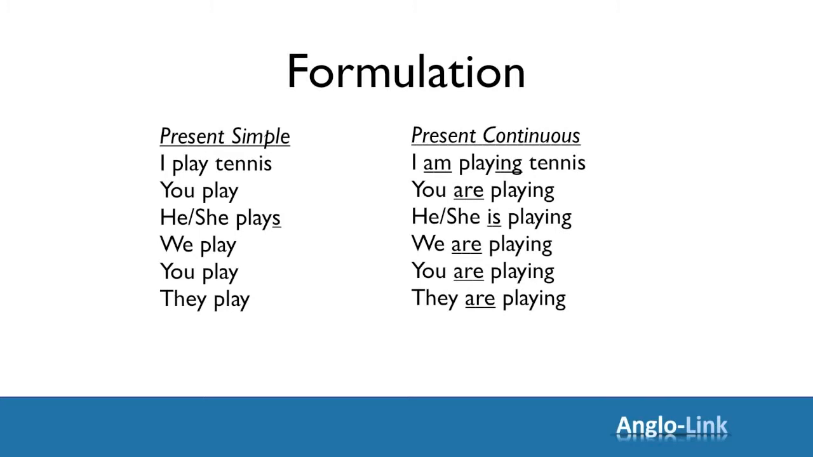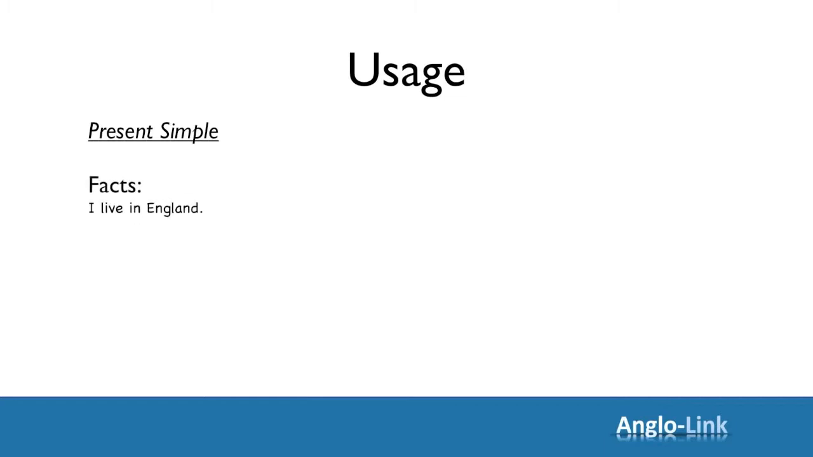When do we use present simple and when do we use present continuous? Present simple is used to indicate facts and habits, things that are always true. General facts. For example, I live in England. And you? Where do you live? I like ice cream. And you? What do you like? It rains a lot here. And where you are? Does it rain a lot?